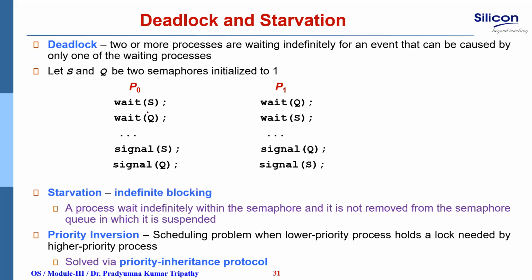Just look over here, there are P0 and P1 processes. One is applying the wait operation on semaphore S. Another is applying the wait operation on semaphore Q. After this, P0 wants to apply the wait operation on Q, while P1 wants to apply the wait operation on S. Correct? So can you implement it? Can it be possible?